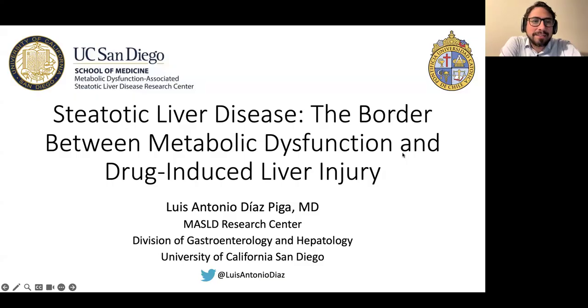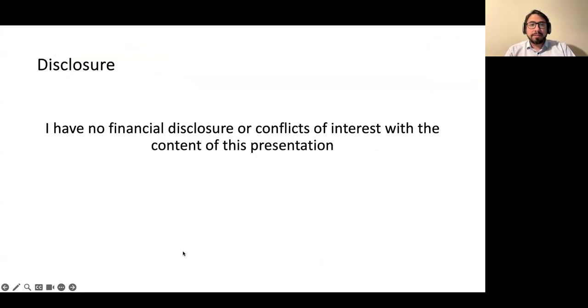And today I'll speak about steatotic liver disease, and I will mainly focus on the borders between MASLD and drug-induced liver injury. And to start, I have to make the disclosure that I'm a transplant hepatologist, so I'm a clinician. So most of my research has been focused on translational and clinical research, but for sure, basic science is extremely important in this field.